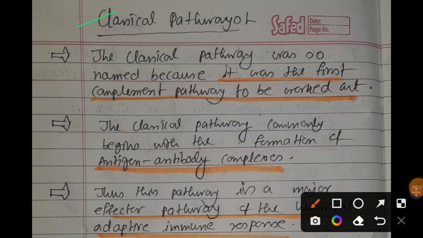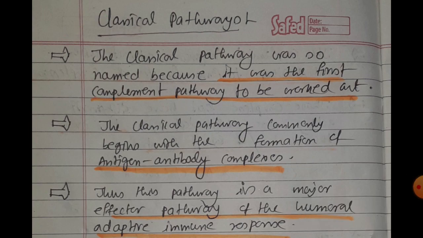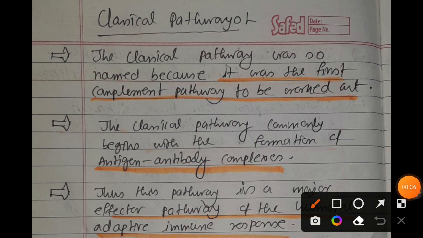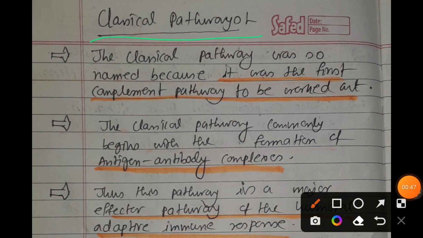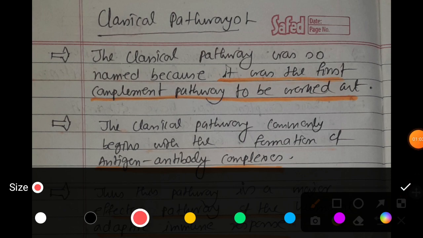Okay, so let's start. We have named it the classical pathway because it was the first complement pathway to be worked out, but that is not the important thing. The important thing is that the classical complement pathway starts when an antigen binds with an antibody and leads to the formation of an antigen antibody complex. Clear?